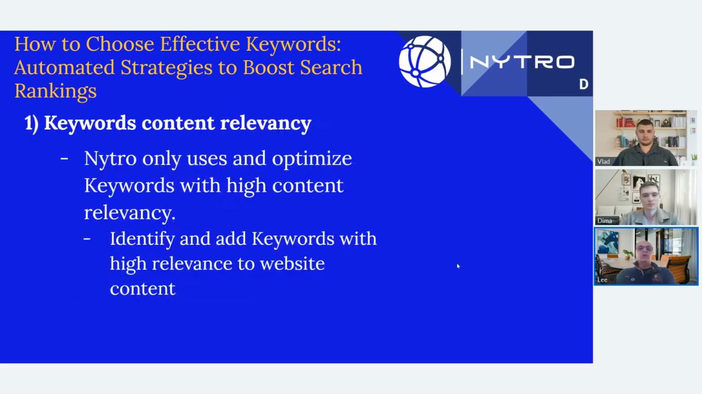The first thing we would like to explain is that Nitro will not use keywords that are not relevant to the web page content. This is a very important parameter that needs to be understood, because if the website page does not support the keyword, then we cannot optimize that keyword. So there has to be some relevancy to the web page content. And this is the base of how the system works when it works with keywords.